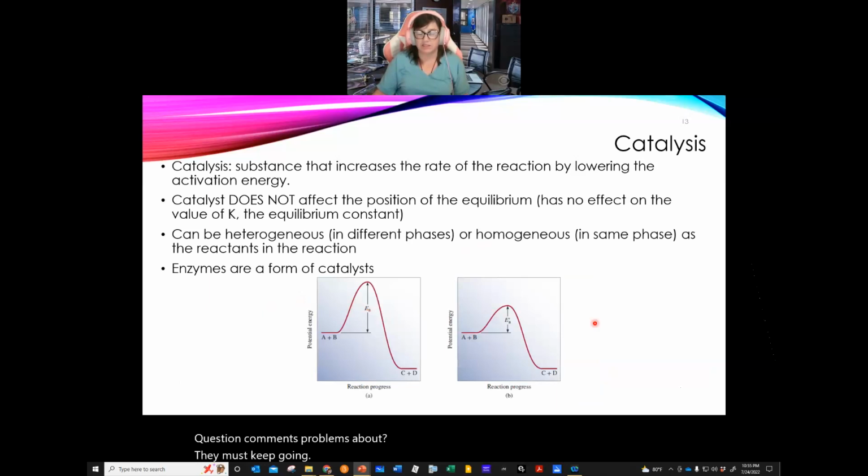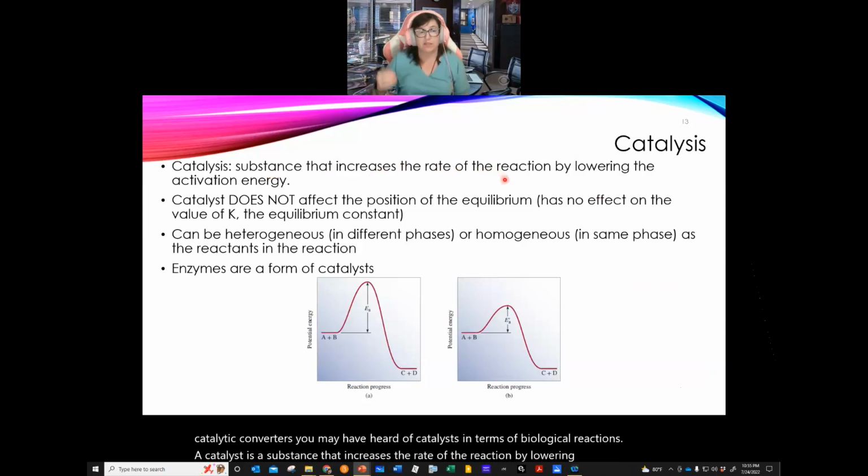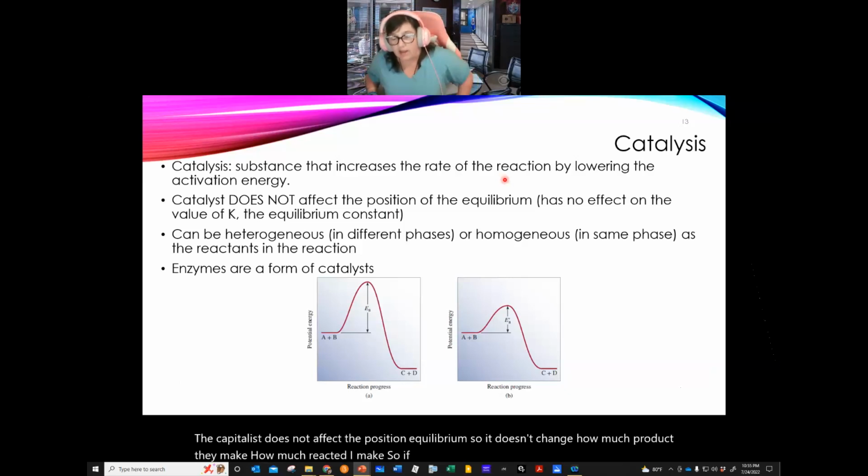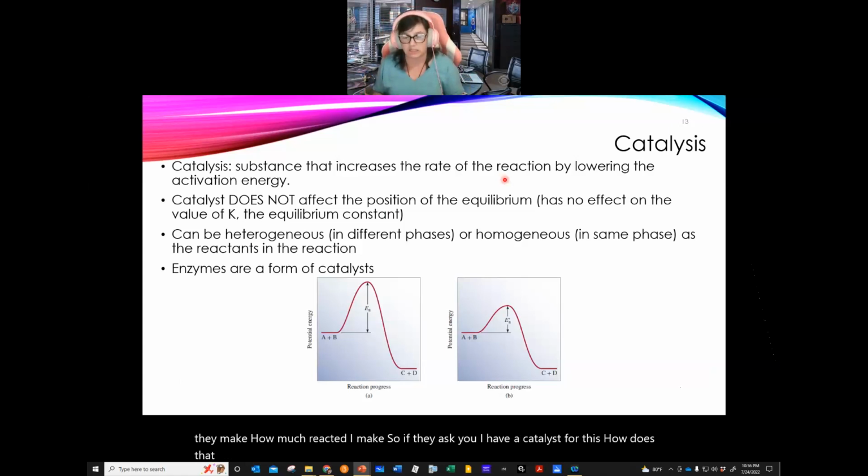Last thing we're going to talk about with this particular topic is catalysis. All right, you may have heard of catalysts, catalytic converters. You may have heard of catalysts in terms of biological reactions. A catalyst is a substance that increases the rate of the reaction by lowering the activation energy. The catalyst does not affect the position of the equilibrium, so it doesn't change how much product I make, how much reactant I make. So if they ask you, I have a catalyst for this, how does that change the value of K? It doesn't.